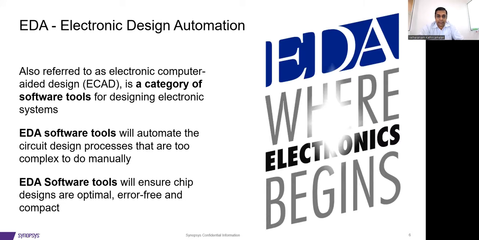Let's go a little bit more further into this. So electronic design automation, also referred to as electronic computer-aided design, is a category of software tools for designing electronic systems. So EDA software tools will automate circuit design processes that are too complex to do manually, as I mentioned previously. The verification side of these tools also enables you to ensure that the chip designs are optimal, error-free, compact, and working as intended. So simply put, EDA is where electronics begin, where you need these tools nowadays with those billions of transistors to be able to design or manufacture a chip.